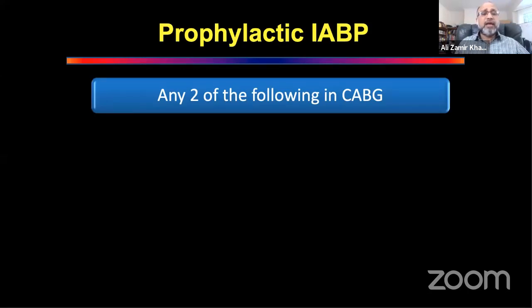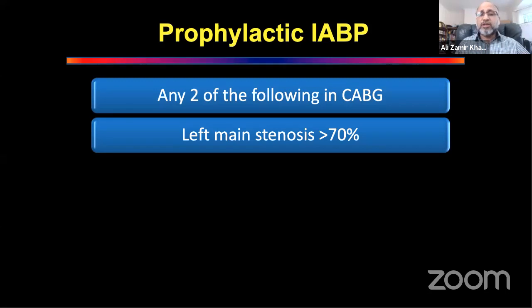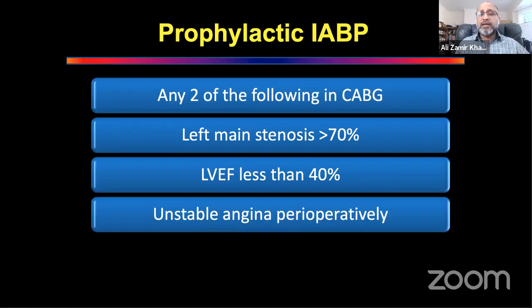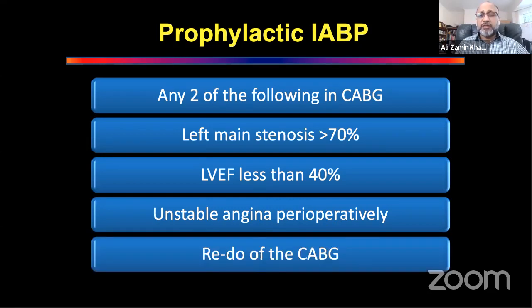Prophylactic use, you need any two of the following in CABG. One is a left main stenosis more than 70%, or a left ventricular ejection fraction of less than 40%, unstable angina perioperatively, and sometimes in a redo CABG, okay? You might have to use IABP as a prophylactic measure to support the myocardium and get him through the procedure.